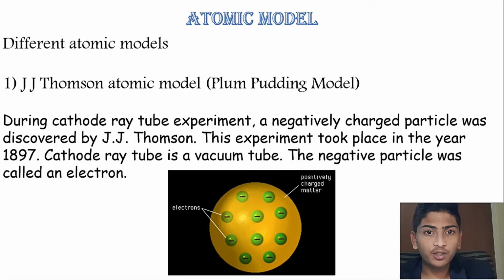During the cathode ray experiment, a negatively charged particle was discovered by J.J. Thomson. This experiment took place in 1897. The cathode ray tube is a vacuum tube. The negative particle was an electron.